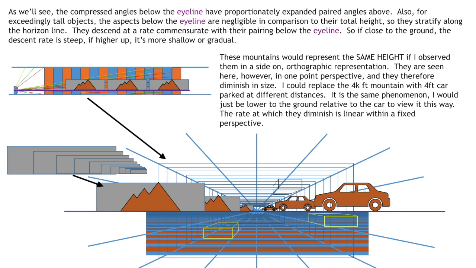The rate at which they diminish is linear within a fixed perspective. In other words, double the distance, half the size, triple the distance, 1/3 the size, and so forth.